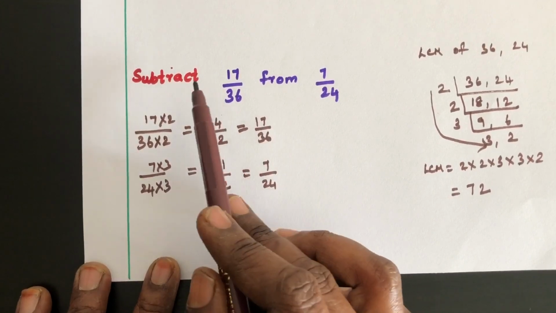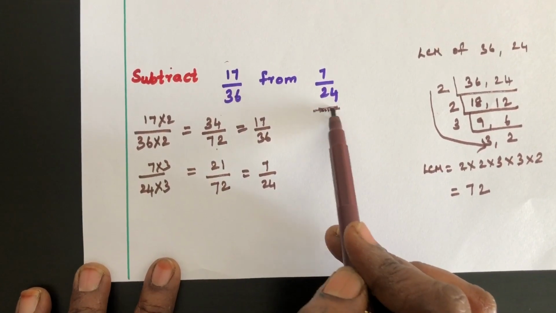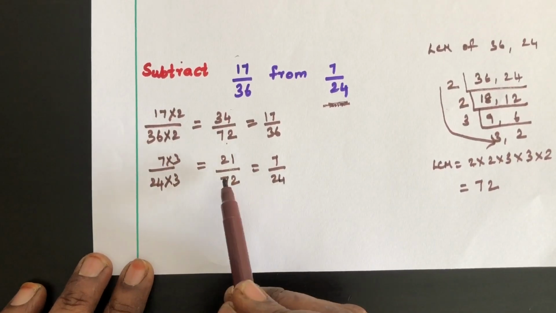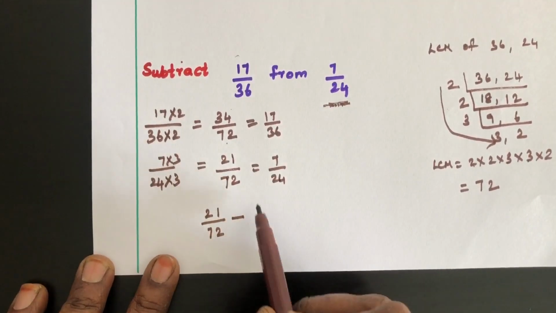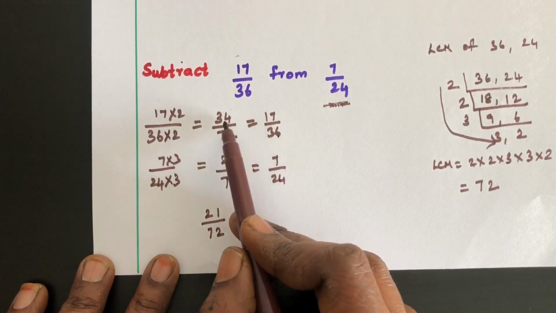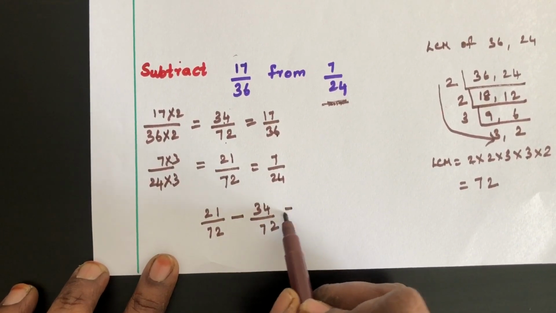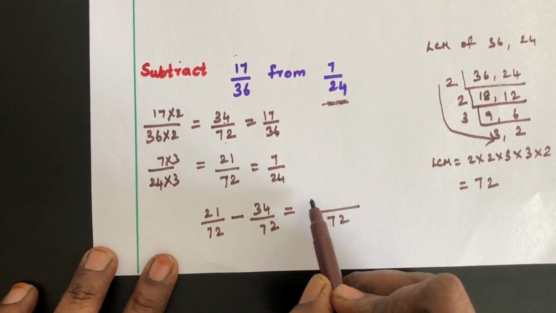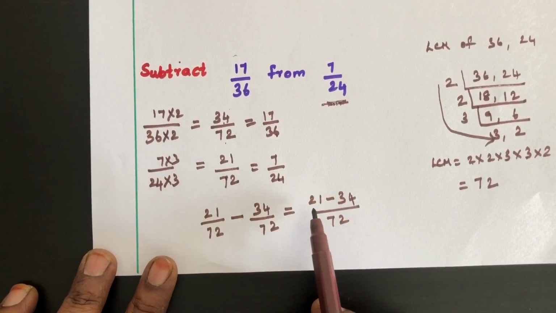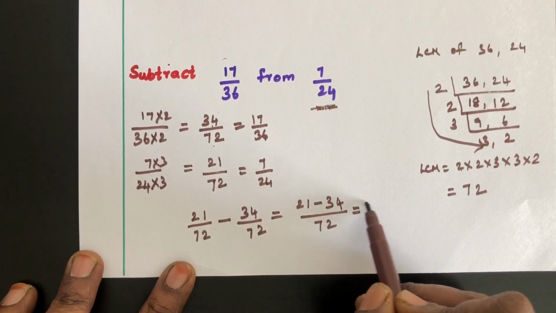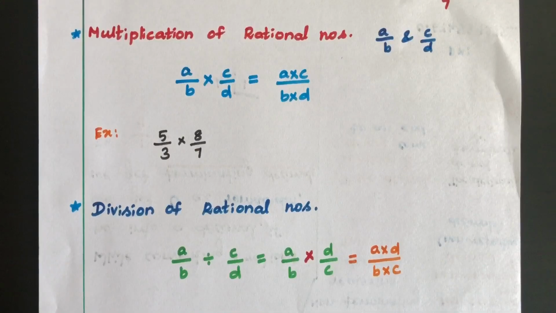So we are going to subtract this from this. Okay, from. This is from. This should come first. So instead of this, we can use this: 21 by 72 minus 17 by 36. Instead of this, we can use this: 34 by 72. If the denominator is common, we can do addition or subtraction. So here subtraction: 21 minus 34, so negative 13 divided by 72. Answer is minus 13 by 72.